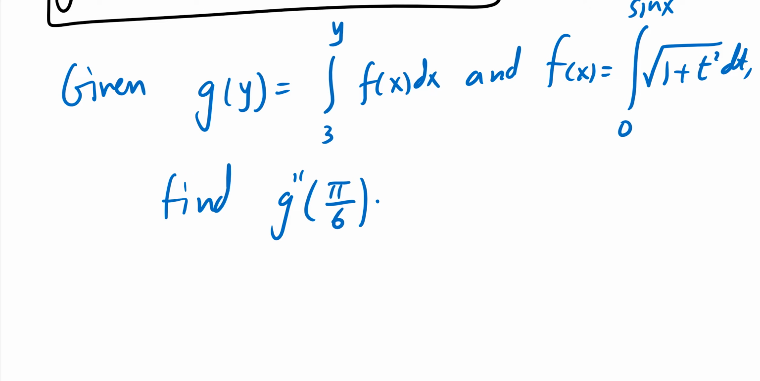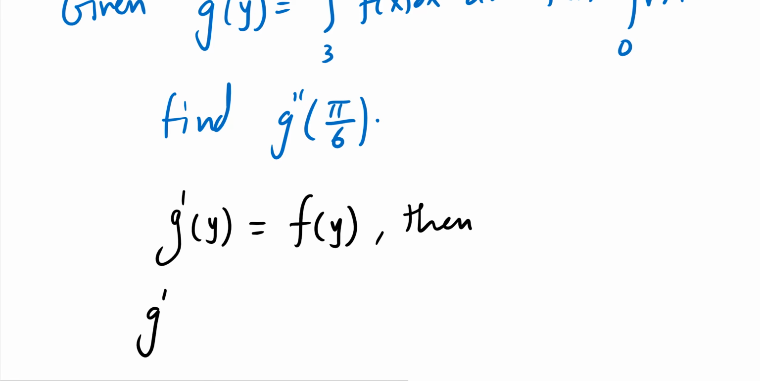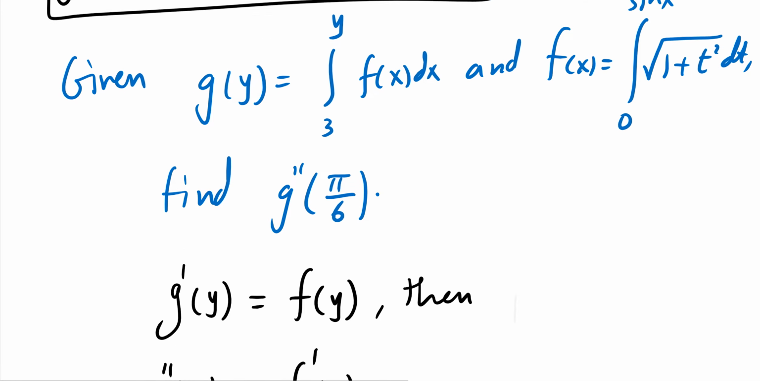So how do we find the second derivative at pi over 6? First we start with the first derivative of that function using the first fundamental theorem of calculus. So we start with g prime of y is f of y times the derivative of y, which is 1 here. So it's simply f of y. Then if I want to find the second derivative at y, it's f prime of y. But how am I going to find f prime of y?